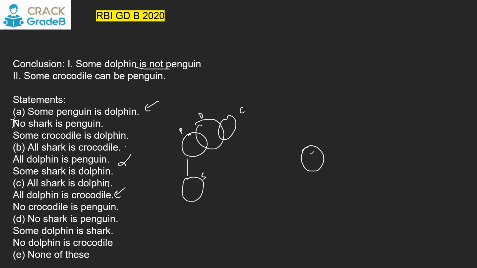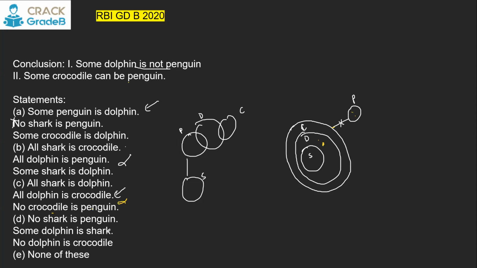All shark is dolphin. All dolphin is crocodile. No crocodile is penguin. First conclusion: some dolphin is not penguin. So yes, there are some dolphin which cannot be penguin, because penguin can't intersect with the crocodile even. Some crocodile can be penguin. No. If it's still no crocodile is penguin, some crocodile can be penguin is wrong.